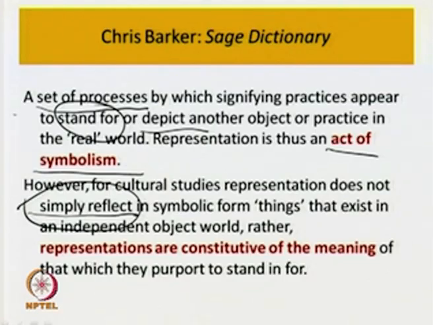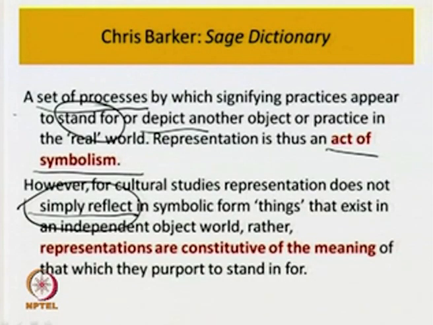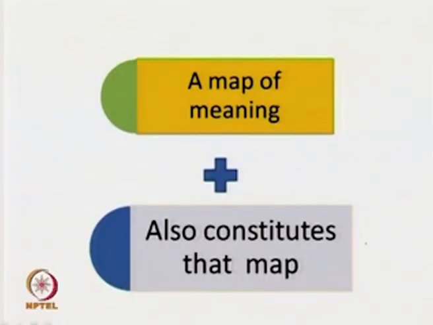So, if representation does not truly reflect things, then what? Then he says, look at this, rather representations are constitutive of the meaning of that which they purport to stand for. As I mentioned in the last lecture, this is extremely important. Representations are not just symbolic reflections of meanings. The important point to note here is representations themselves are constitutive of the meaning. So, ultimately, as we can see in the next slide, ultimately representation is a map of meaning.